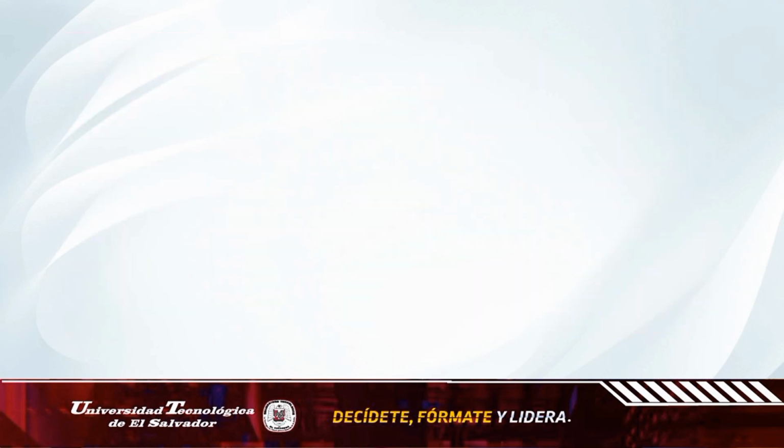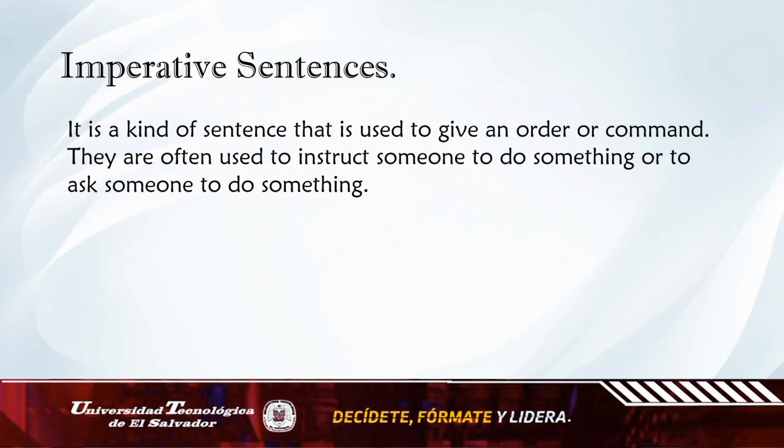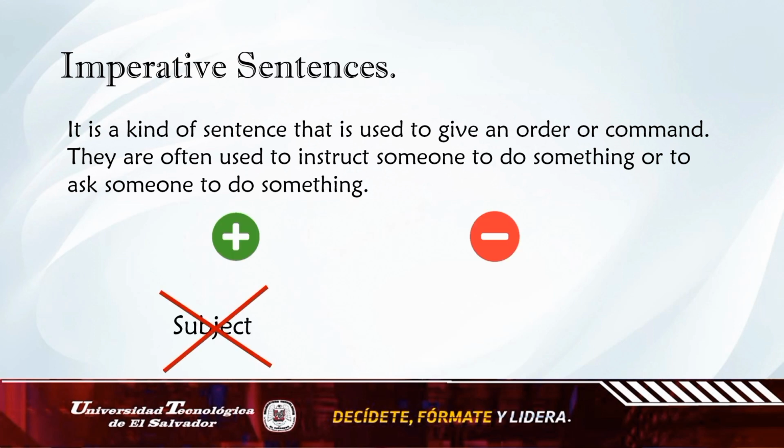The next one is the imperative sentence. An imperative sentence is a kind of sentence that is used to give an order or command. They are often used to instruct someone to do something or to ask someone to do something. Imperative sentences can be either positive or negative, and usually they do not have a subject. Imperative sentences are also sometimes referred to as command sentences, and they always end with a period or an exclamation mark.